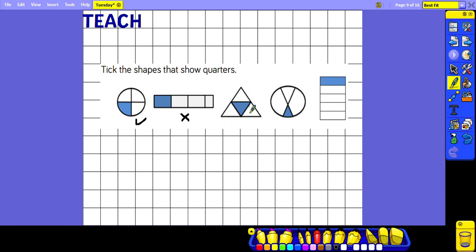With this triangle, we've got one, two, three, four equal parts. They are all the same, and just one part is coloured in to show one quarter. So that is correct. With the circle, we've got our four parts, but they are definitely not all the same. These two are smaller than the other two. So that is not showing us quarters. And with the last one, we've got one, two, three, four, five equal parts, but we know that for quarters, we split a shape into four equal parts. So that is not showing us quarters.